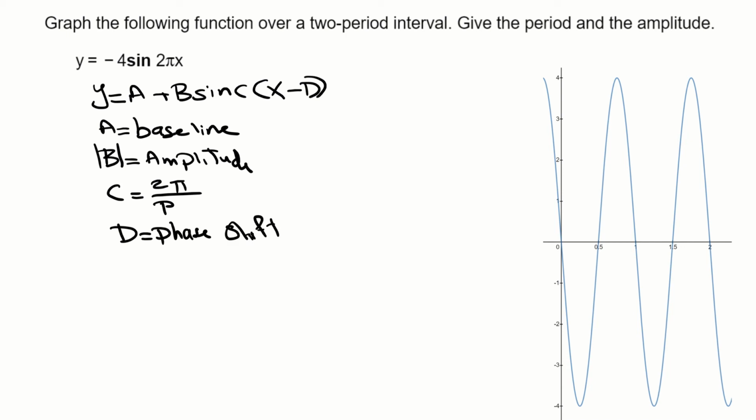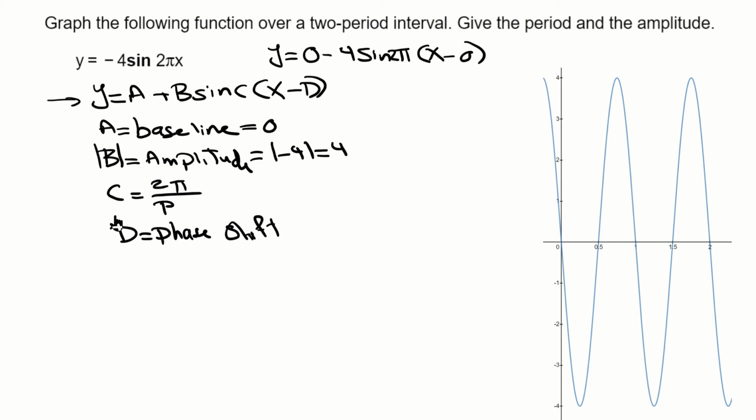Now, if we rewrite this in this standard form, we end up with y equals 0 minus 4 sine of 2 pi times (x minus 0). So we know that the baseline A is just going to be 0. B will be the absolute value of -4, which will be 4. So the amplitude is 4.